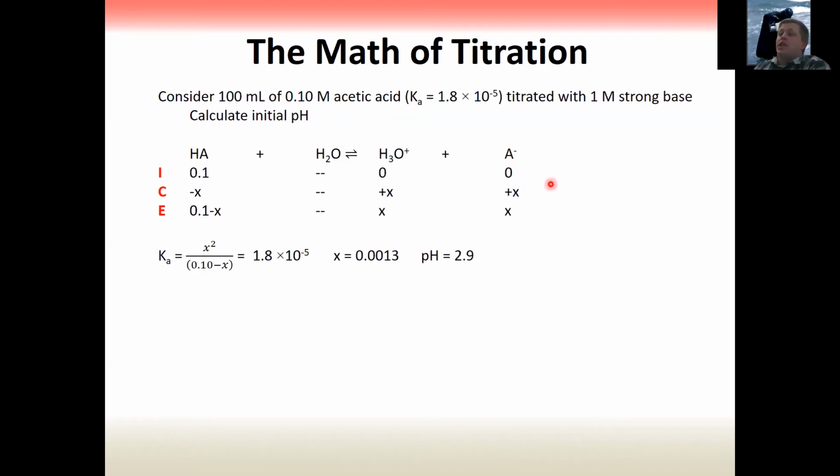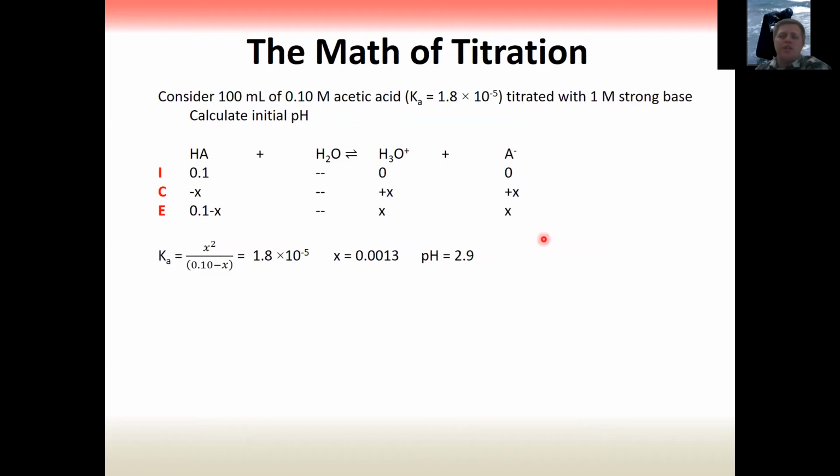These are all going to change by X. The acid's concentration is going to decrease by a value of X. The proton and A minus concentrations are of course going to increase by plus X. And so on the equilibrium line here, we get these following values. We plug these into our Ka equation. We solve for X using the quadratic equation, take the negative log of that to get our pH.